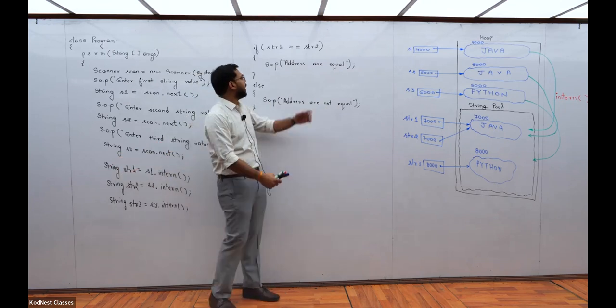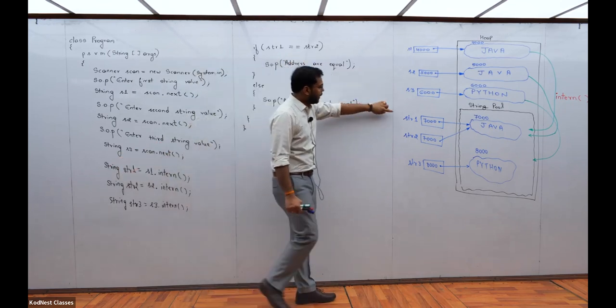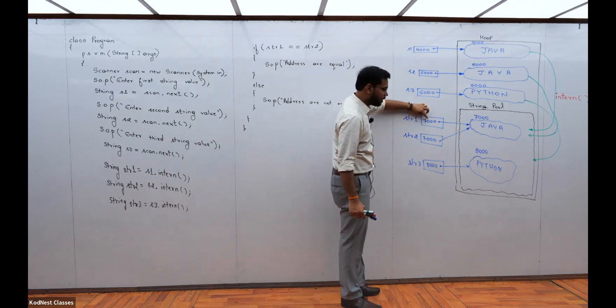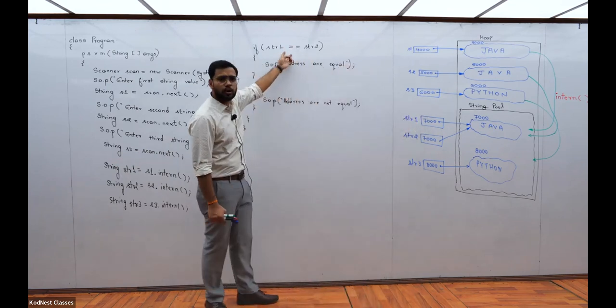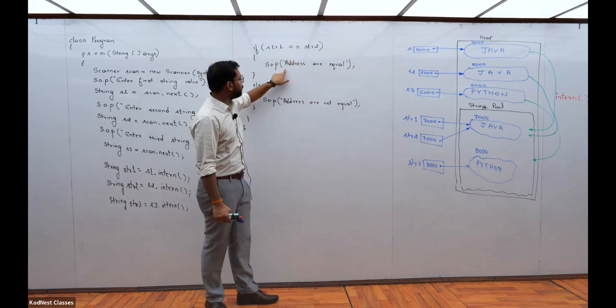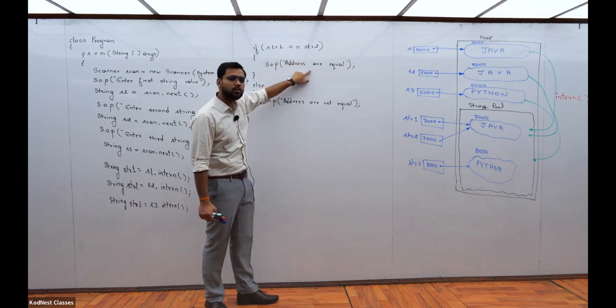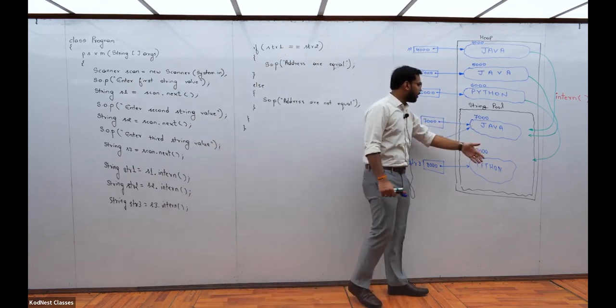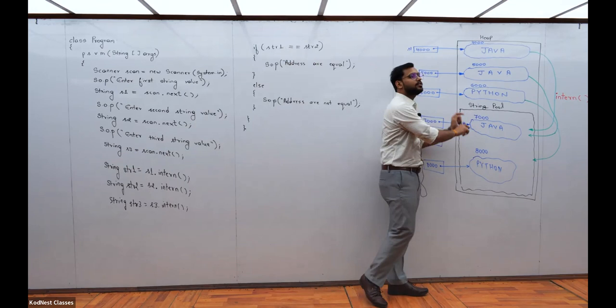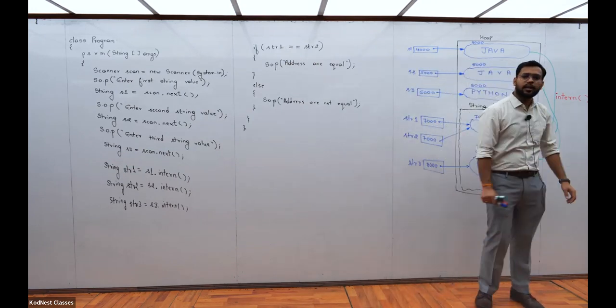Now we are checking str1, str2. str1, what is the reference? 7000. str2, what is the reference? 7000. What will it give you? True. If it is giving you true, what will it print? Addresses are equal. Means what? The conversion has happened. Duplicates are removed. Both are pointing towards the same string object. Is that clear with everyone?